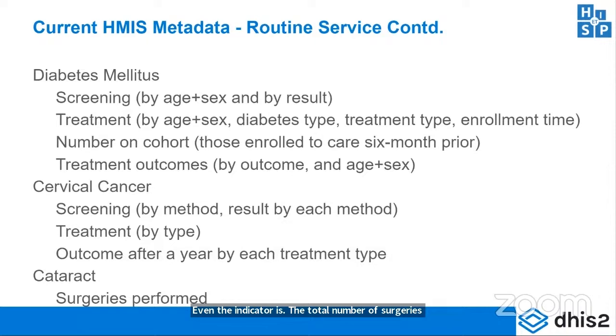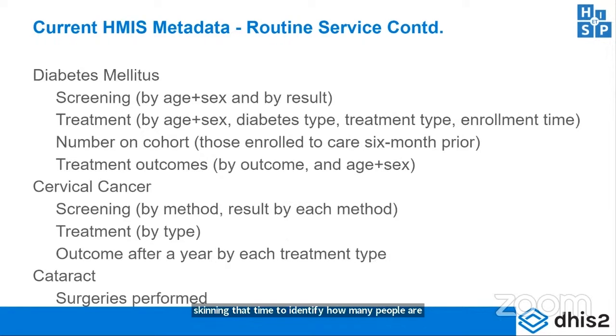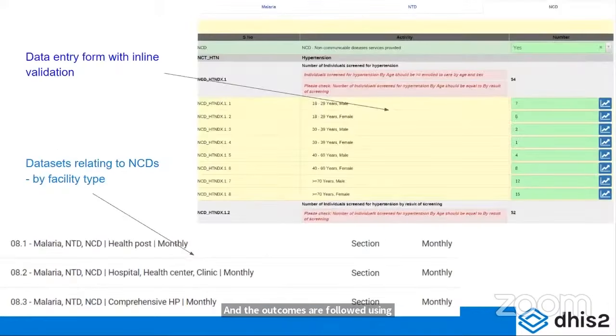So if you see here, the focus goes through all the workflows. The focus is on screening, trying to identify how many people are affected by these NCDs. A kind of data quality check goes on between the age and sex distribution and the result distribution, and sometimes when it comes to treatment enrollment type as well. The government wants to track if every screened and identified case is treated and the outcome is followed using the cohort system.